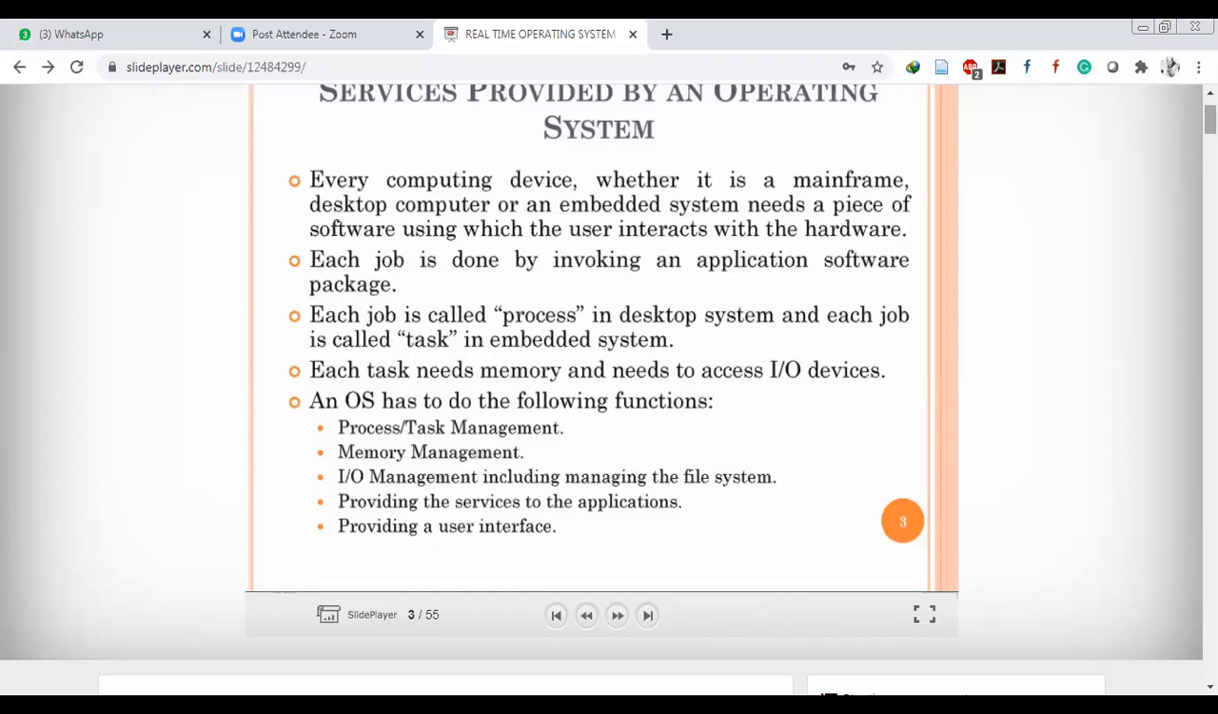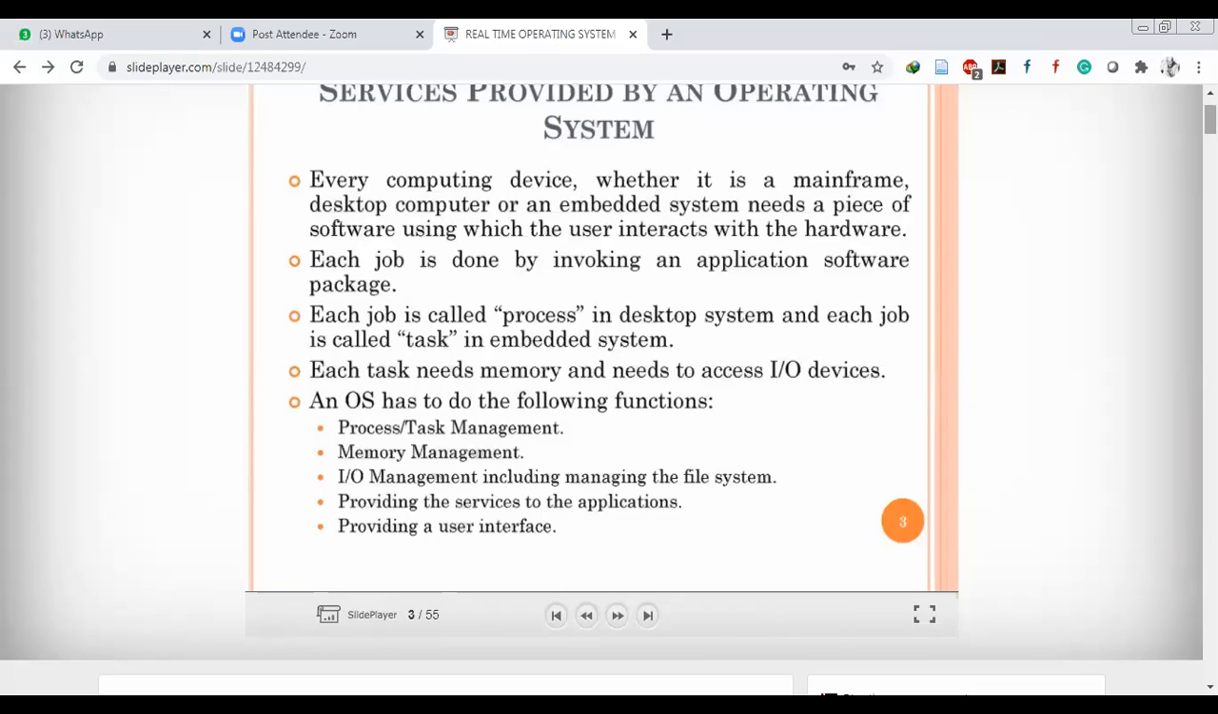And the OS has to do the following functions. What are those functions? Process or task management. Why? Because in a desktop system, a piece of executing program is treated as a process, whereas in an embedded system, a piece of executing program is called a task with respect to hardware. Then memory management, IO management, including managing file systems, which is very important, providing services to the applications, and providing the user interface and the GUI.